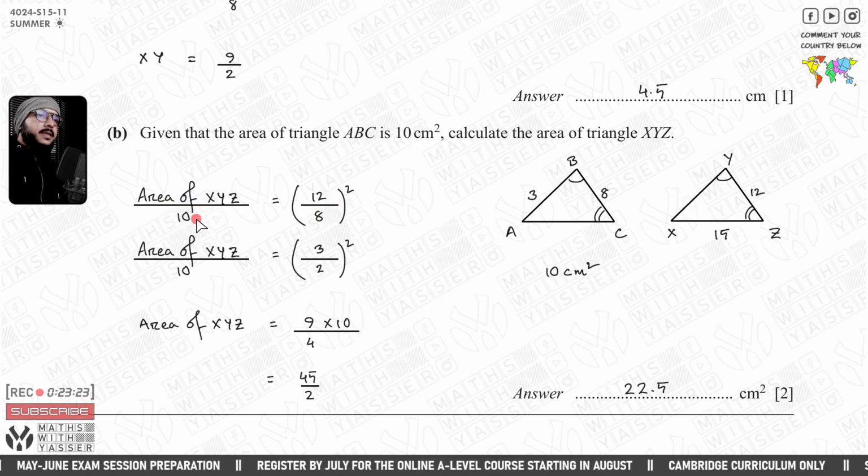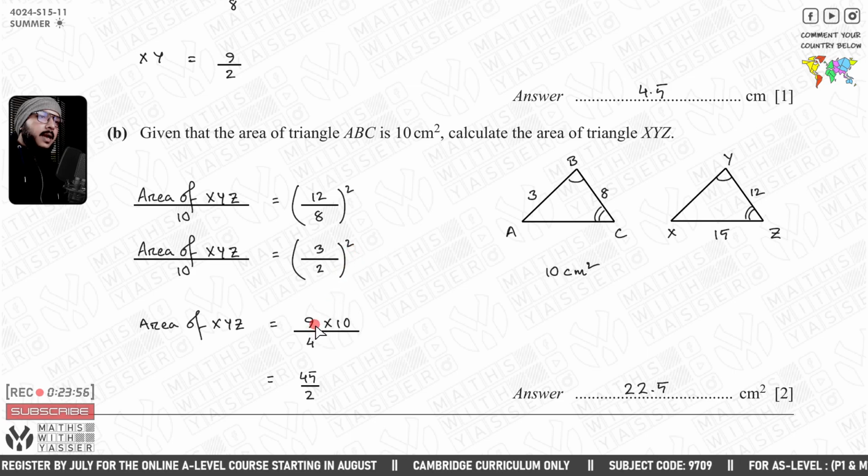So area of XYZ over area of ABC, which is 10, is equal to 12 over 8 whole square. Since we are required to find the area, we are squaring the ratio of their sides. Before we even square it, if it is possible for us to simplify, I highly recommend that you simplify. So if you divide the numerator and the denominator by 4, you get 3 over 2. Then we can proceed squaring.